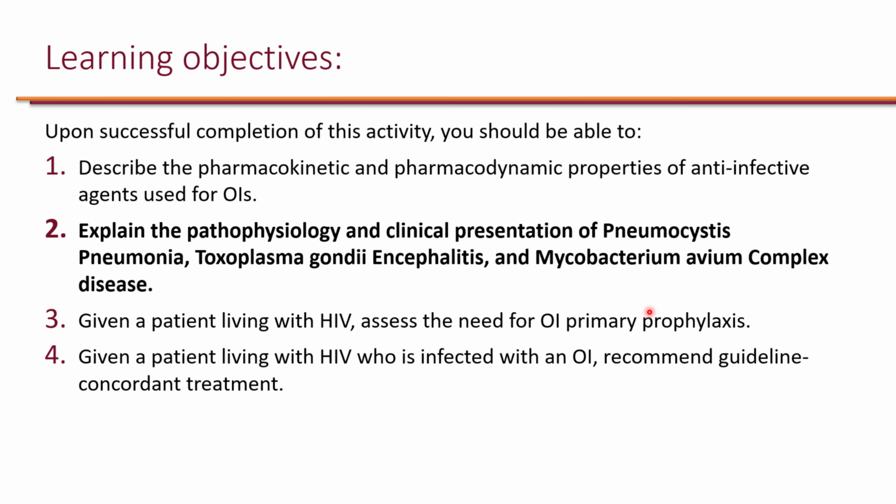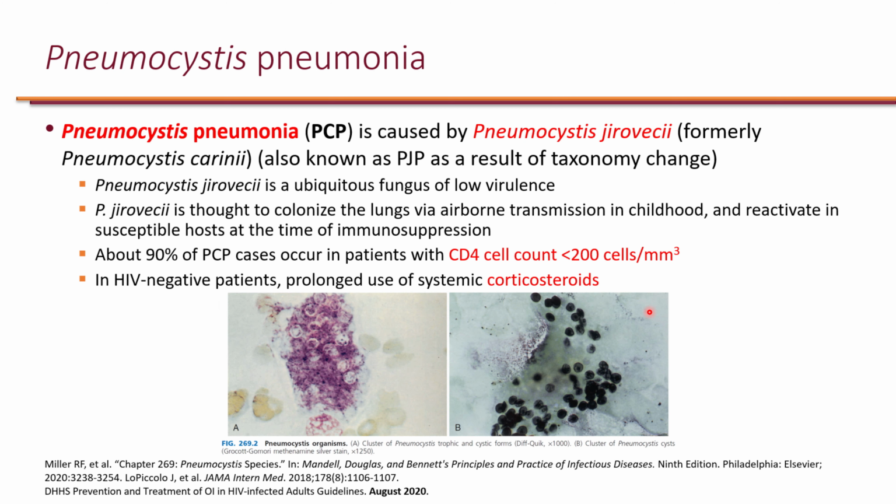The next learning objective is to explain the pathophysiology and clinical presentation of Pneumocystis pneumonia, Toxoplasma gondii encephalitis, and Mycobacterium avium complex disease. Pneumocystis pneumonia, or PCP, is caused by Pneumocystis jirovecii, which is a fungus species. So PCP, which some people call PJP because of this change in nomenclature.